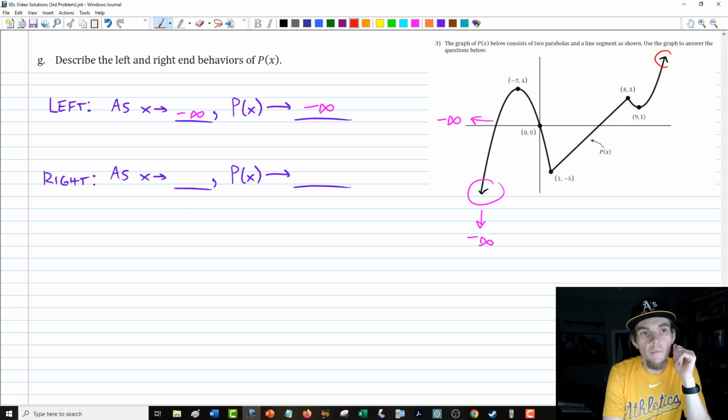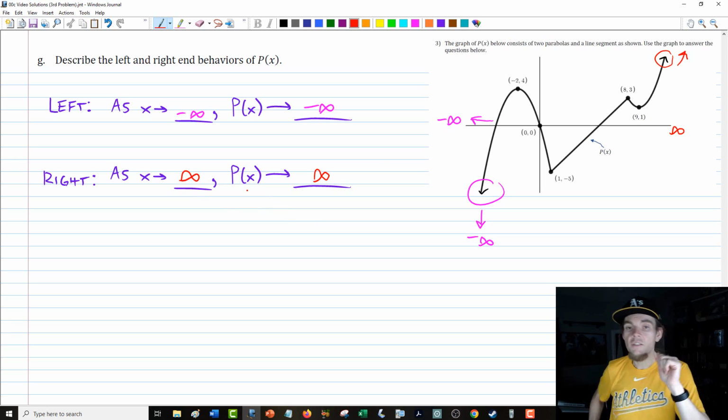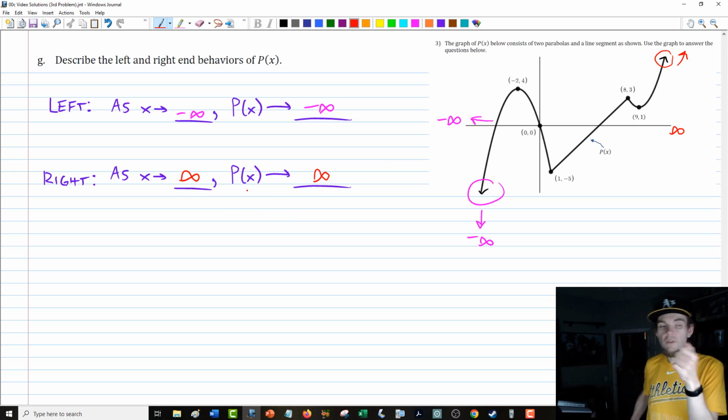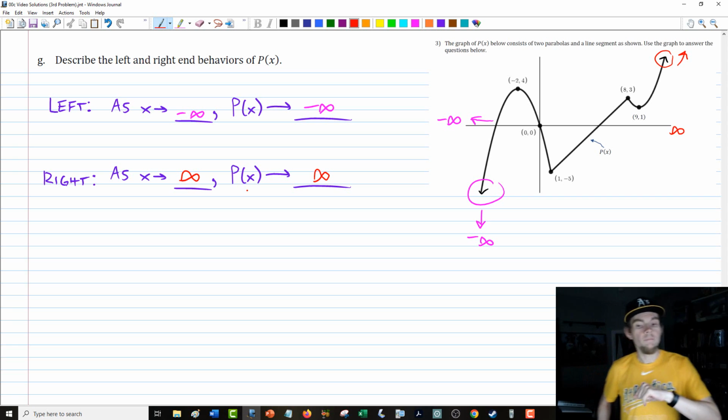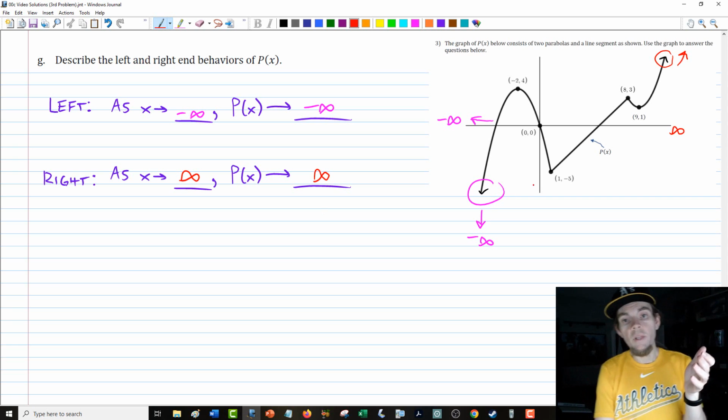On the flip side, if we go to the other side, we want the right end behavior, and we can see that happening right here, it is going up. So p of x is definitely going to be approaching positive infinity. X, though, is going to be moving to the right side, towards positive infinity. So we'll write that as x approaches infinity, p of x approaches infinity. And that is end behavior.